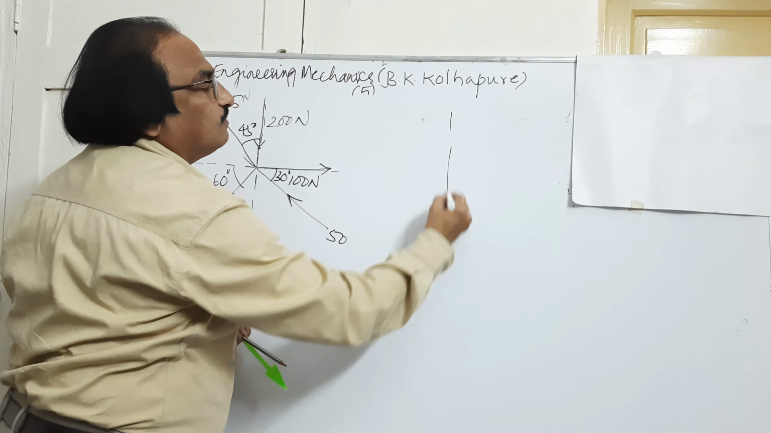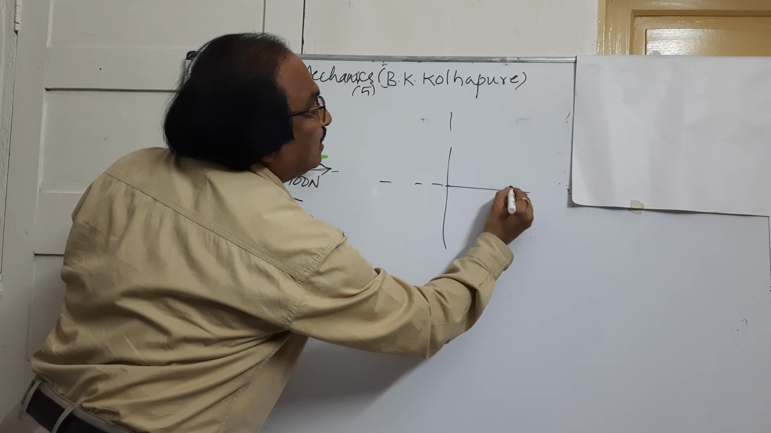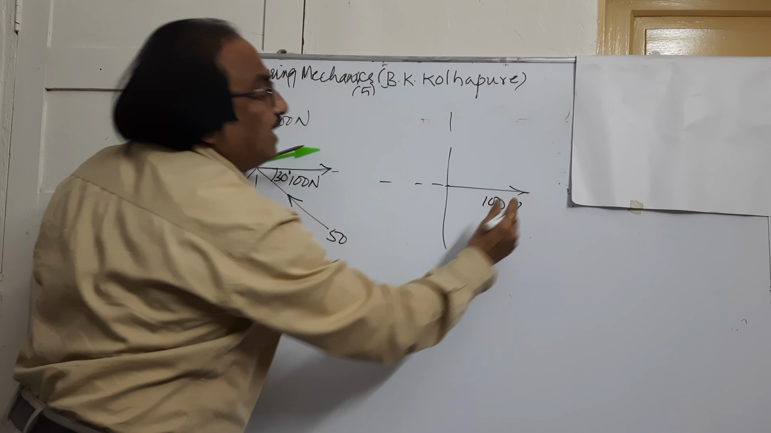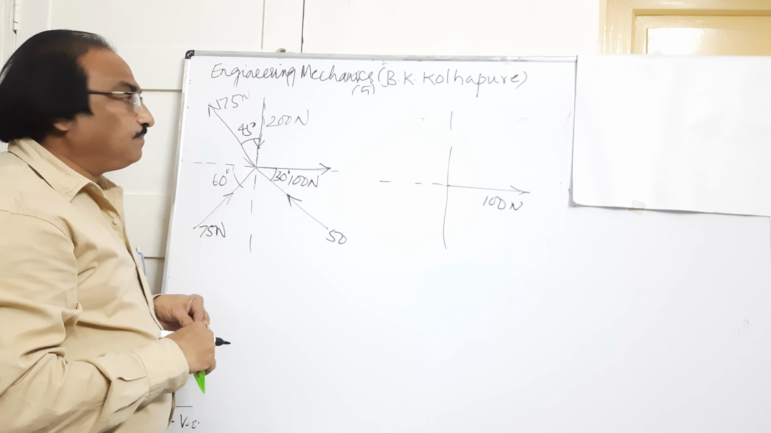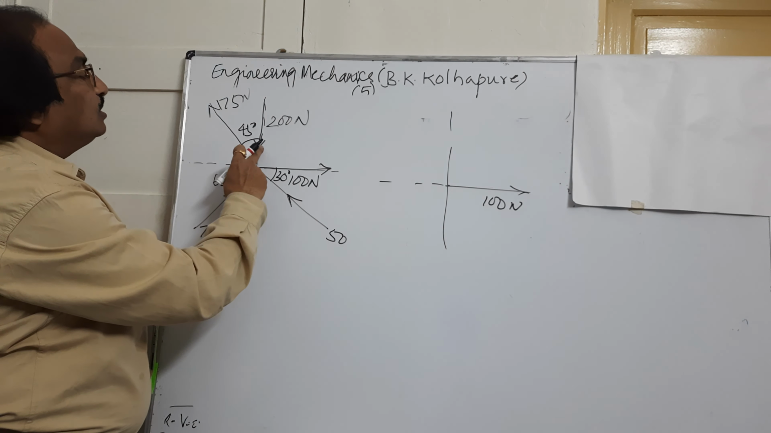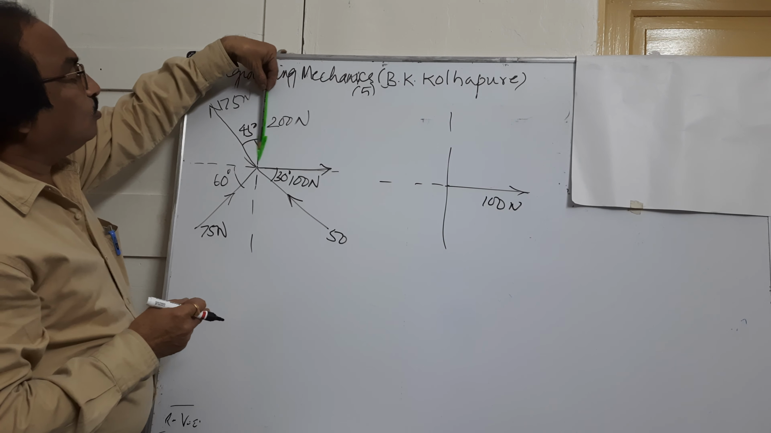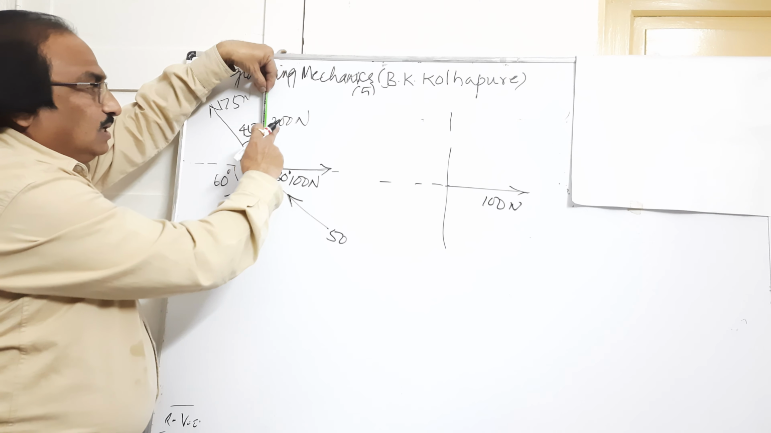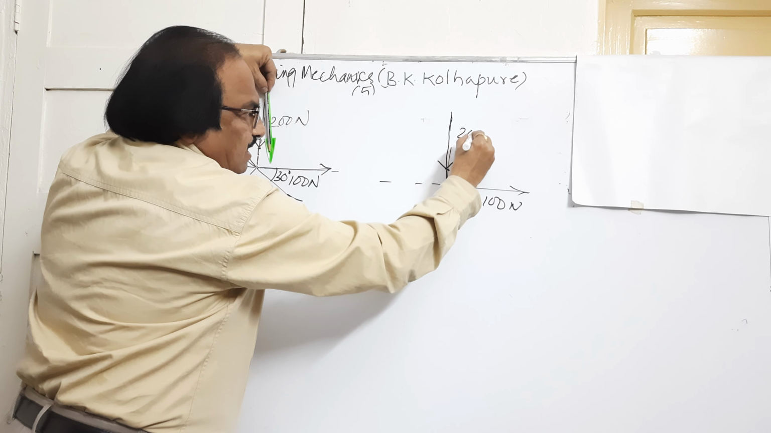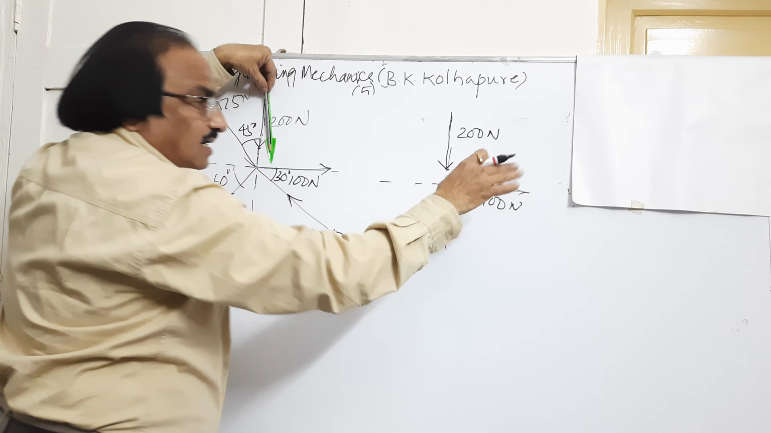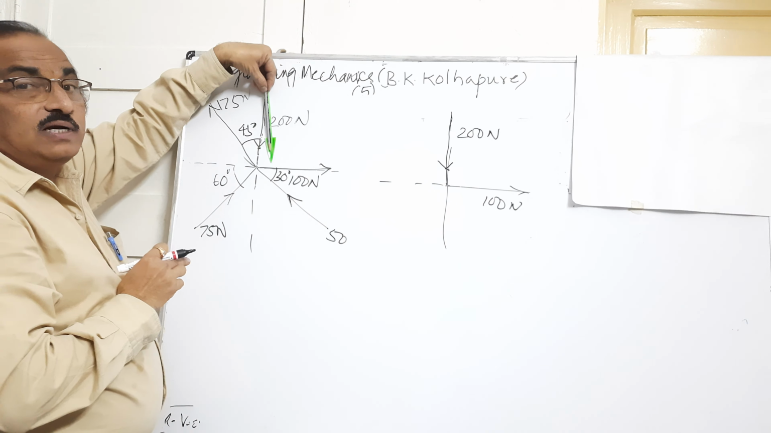Now let us begin with this 100. I am using the pencil as well as the arrow. You keep your pencil like this. This force is acting horizontal, 100 Newton. It is horizontal, so its vertical component will be 0. It will remain as it is. Now coming to this force, see how it is acting, like this, down. It is a vertical force acting down. This is 200 Newton. If the force is vertical, its horizontal component will be 0.